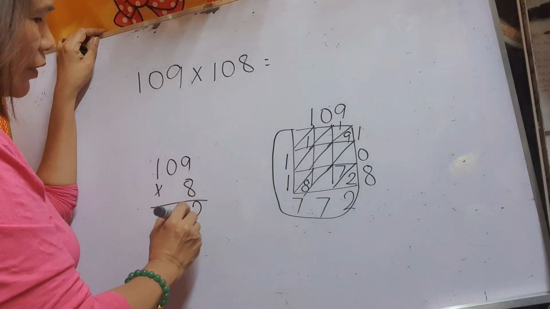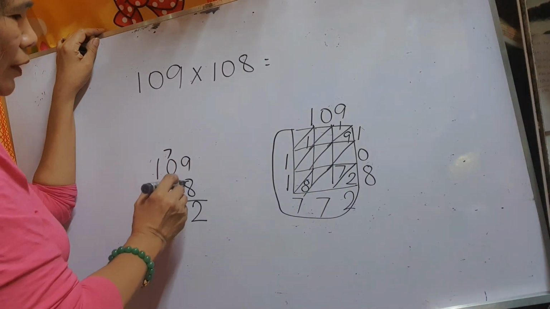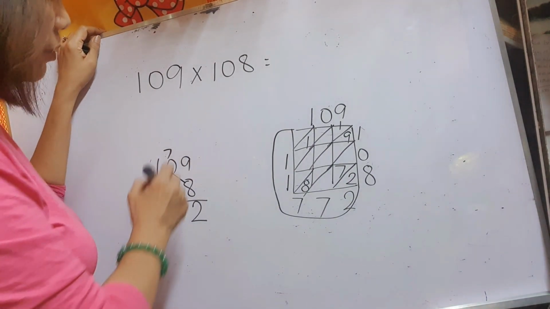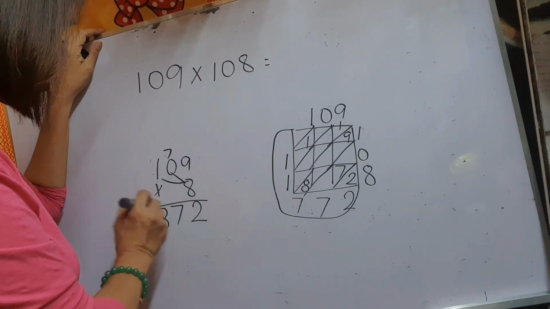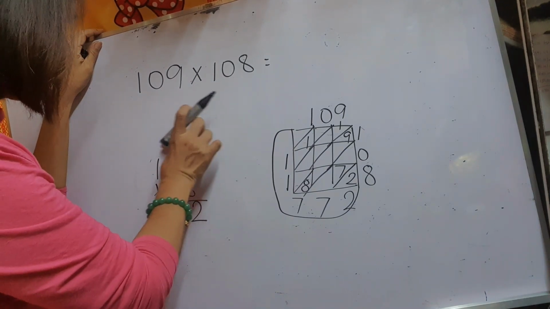So, 9 times 8 is 72. Carry 7. 8 times 0 is 0, plus 7 is 7. 8 times 1 is 8. Okay, so tanggalin ko ito ngayon, ha.